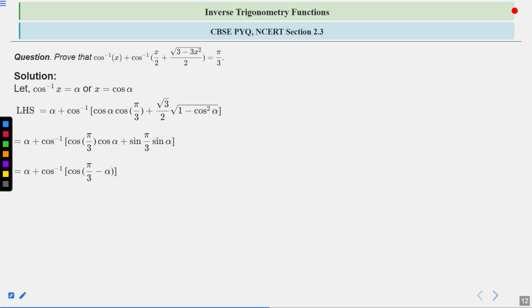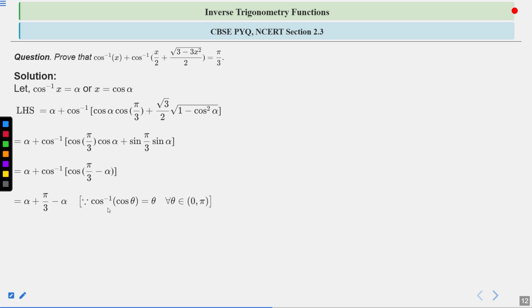Because we know that cos of a minus b is cos a cos b plus sin a sin b, right? Cos of a minus b is basically cos a cos b plus sin a sin b. Therefore cos pi by 3 into cos alpha plus sin pi by 3 into sin alpha will be equal to cos of pi by 3 minus alpha, right? So finally we can write it as cos inverse cos pi by 3 minus alpha.